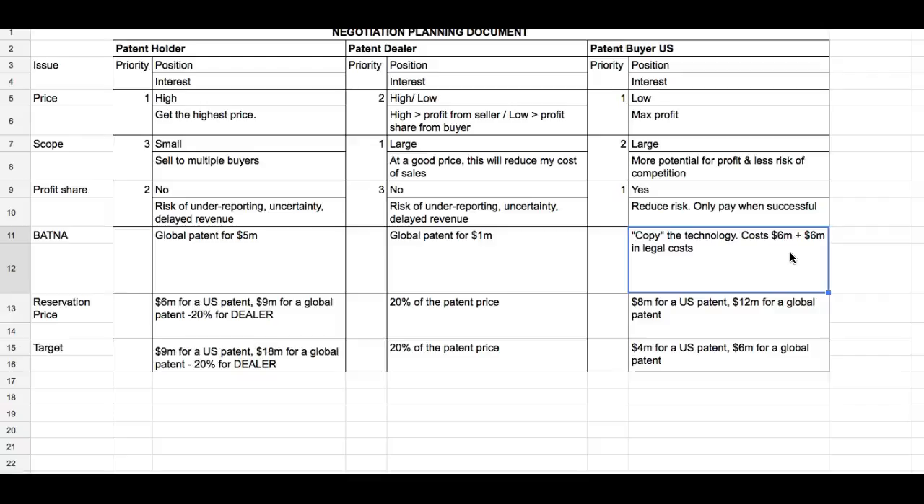Do you get it, Takahashi-san? So the point here is that for the buyer there are only two options. You buy the technology at a given price. The price will certainly not exceed 12 million because that is the total cost of your BATNA. That will be if you have to go to court, or you make it for 6 million and you incur whatever legal cost you will get.